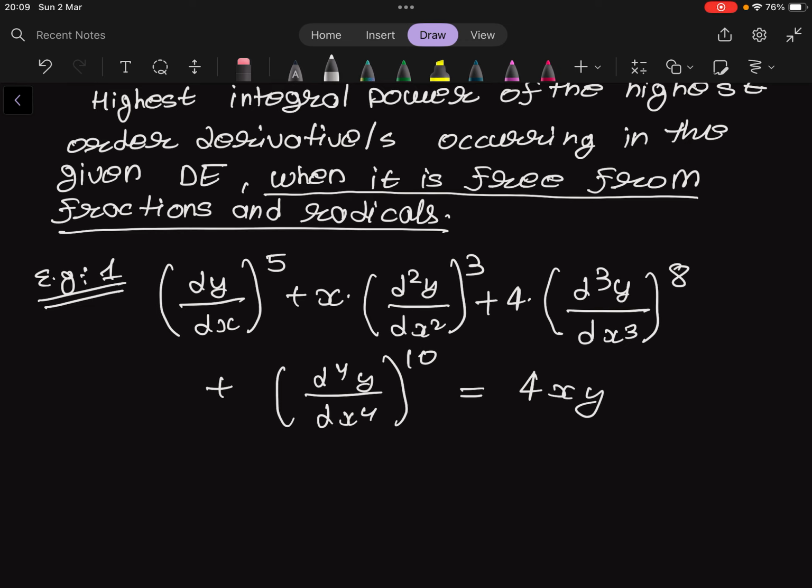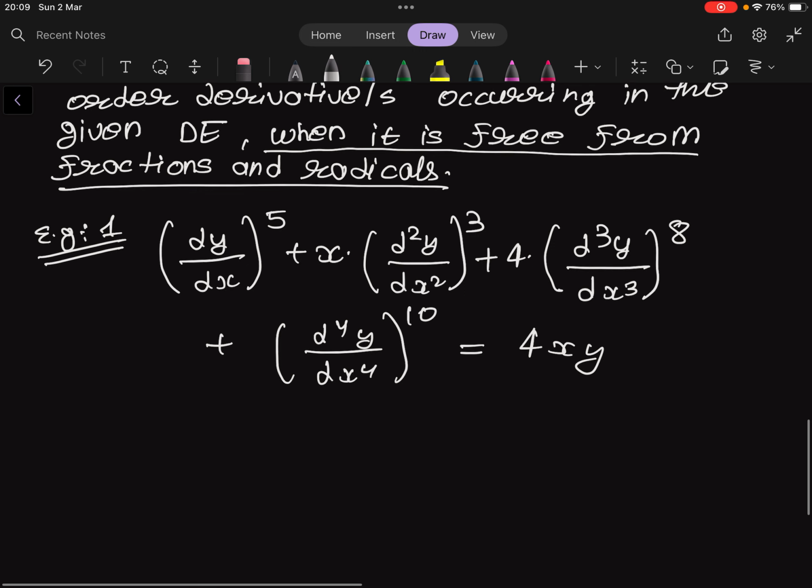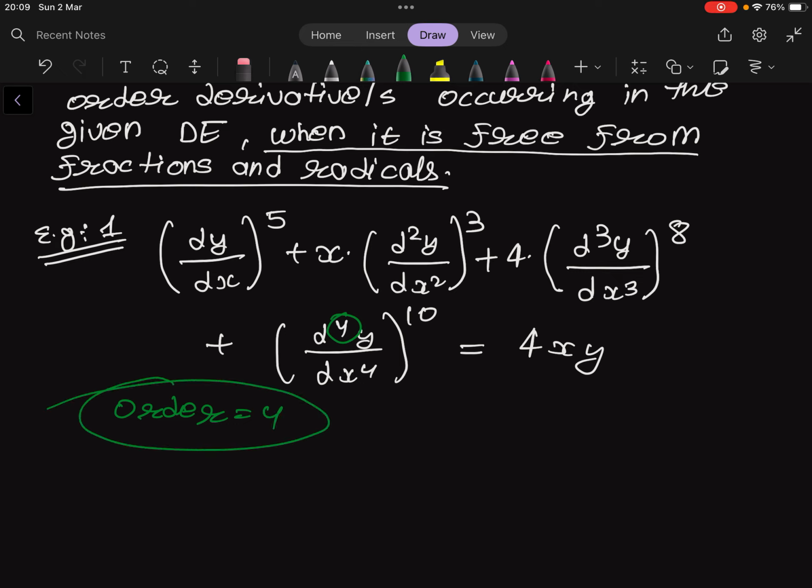So what is the degree of the differential equation here? First we have to find out the highest order of the derivative. The highest order derivative here is 4, so the order is 4. Now we have to find the power of this order. The power of this order is 10, so the degree of this equation is 10.